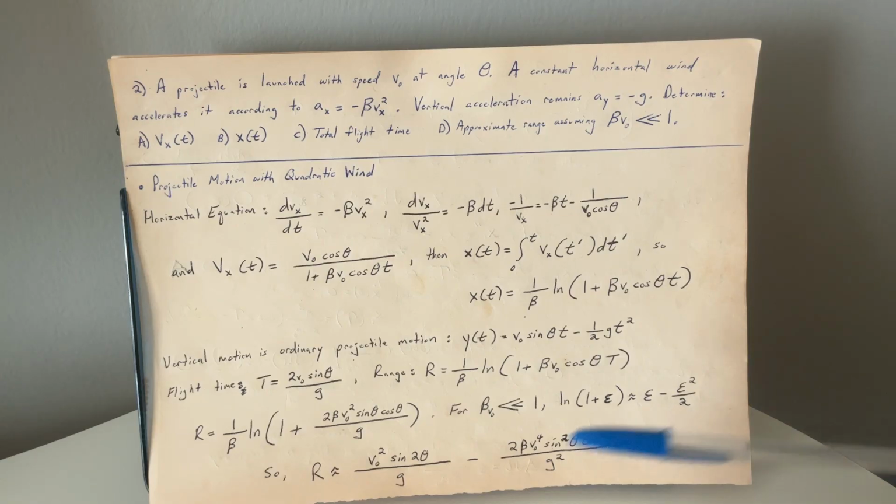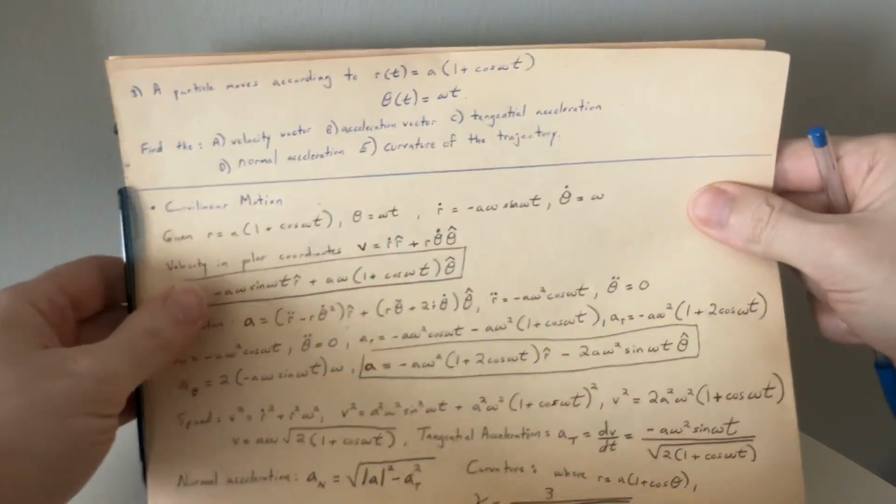So what we're going to get here, r is approximately v naught squared sine of 2 theta over g minus 2 beta v naught to the 4th sine squared theta cosine squared theta divided by g squared. So that's for number 2. And now moving on to number 3.